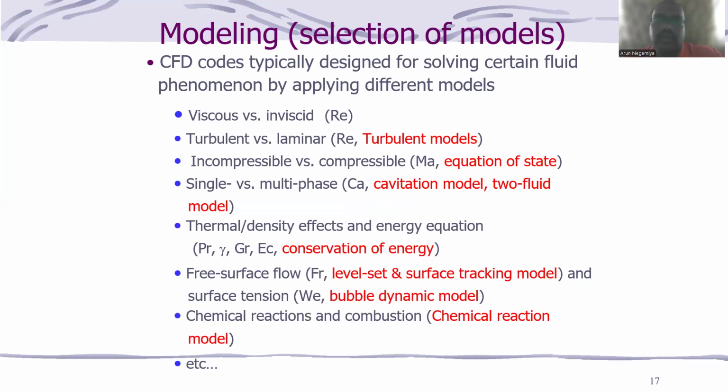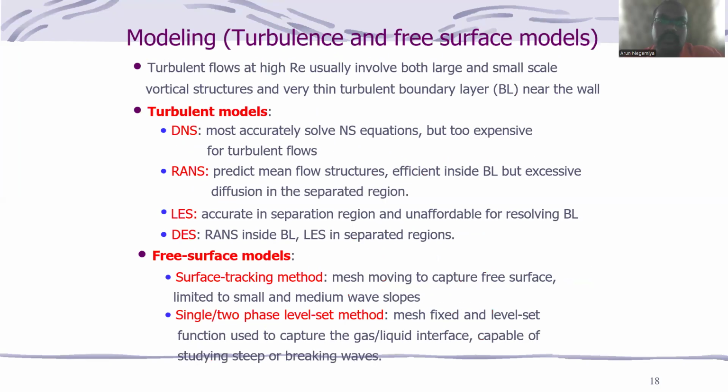For turbulent and laminar flow, they use turbulence models. For incompressible and compressible flow, they use equation of state models. For single and multiple phase, they use the gravitational two fluid models. For thermal density effects, they use conservation of energy models. For free surface flow, they use level set and surface tracking models. For chemical reaction and combustion, they use chemical reaction models.